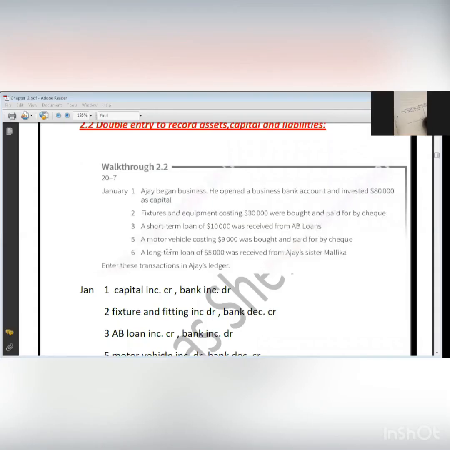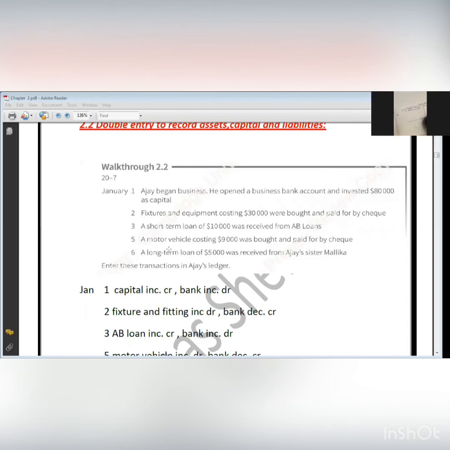Now let's see the other transaction. On January 5, a motor vehicle costing $9,000 was bought and paid for by check. So I'm going to buy a motor vehicle. When I get a motor vehicle, the motor vehicle will increase by $9,000. Motor vehicle is a kind of asset. When assets increase, it will be debit.